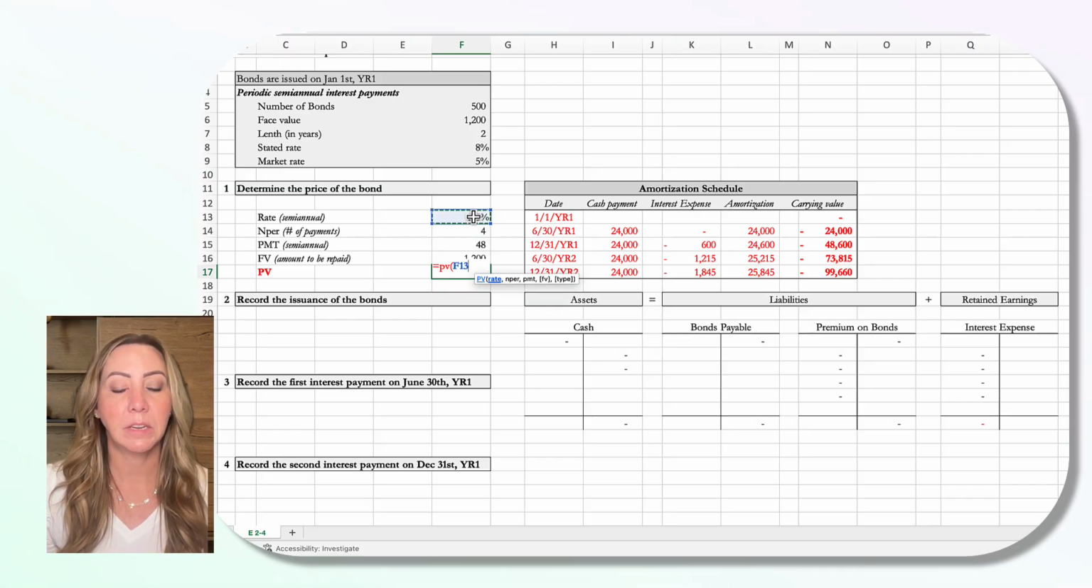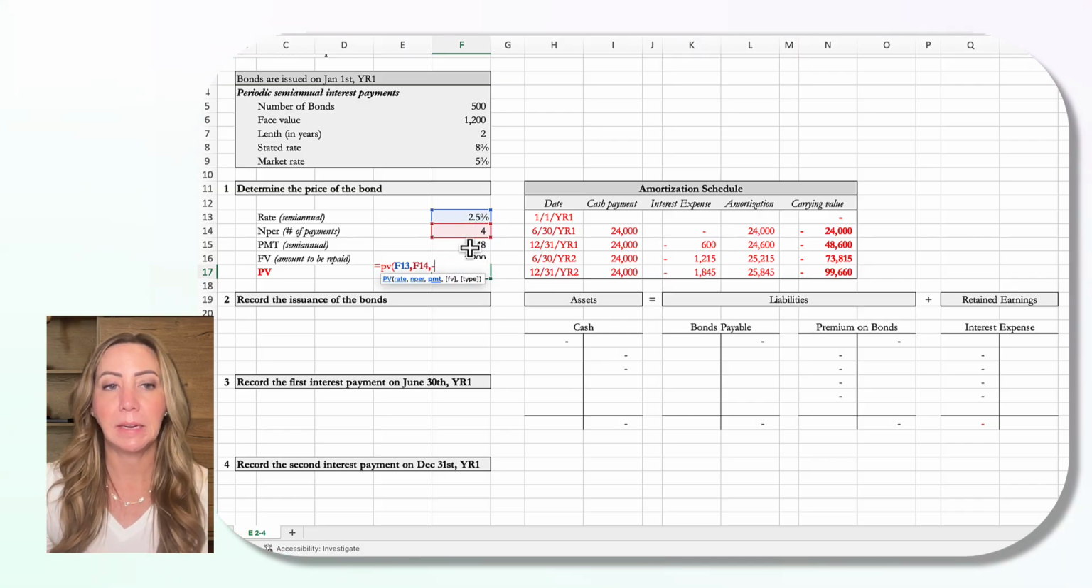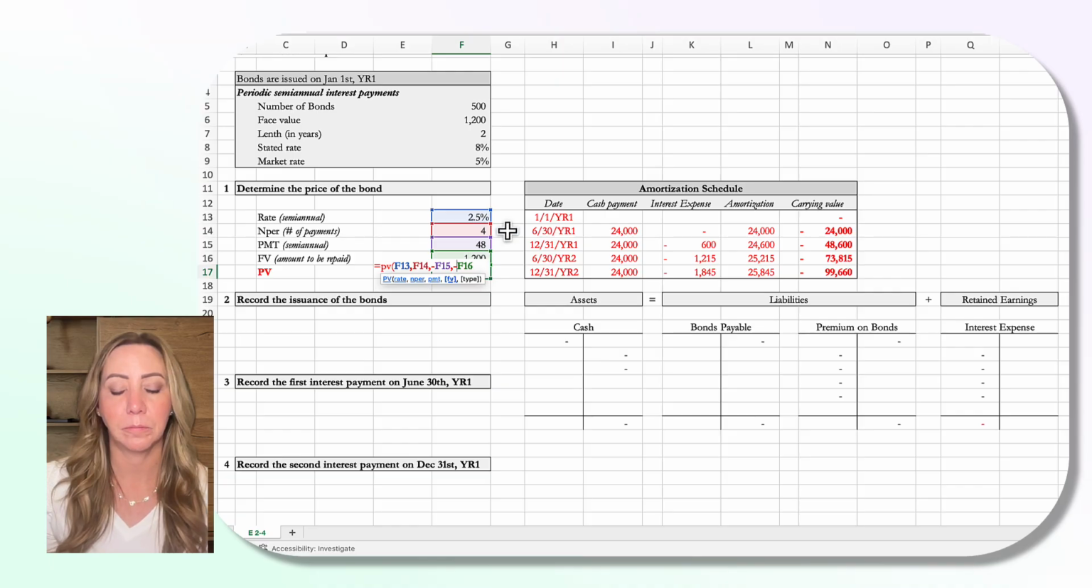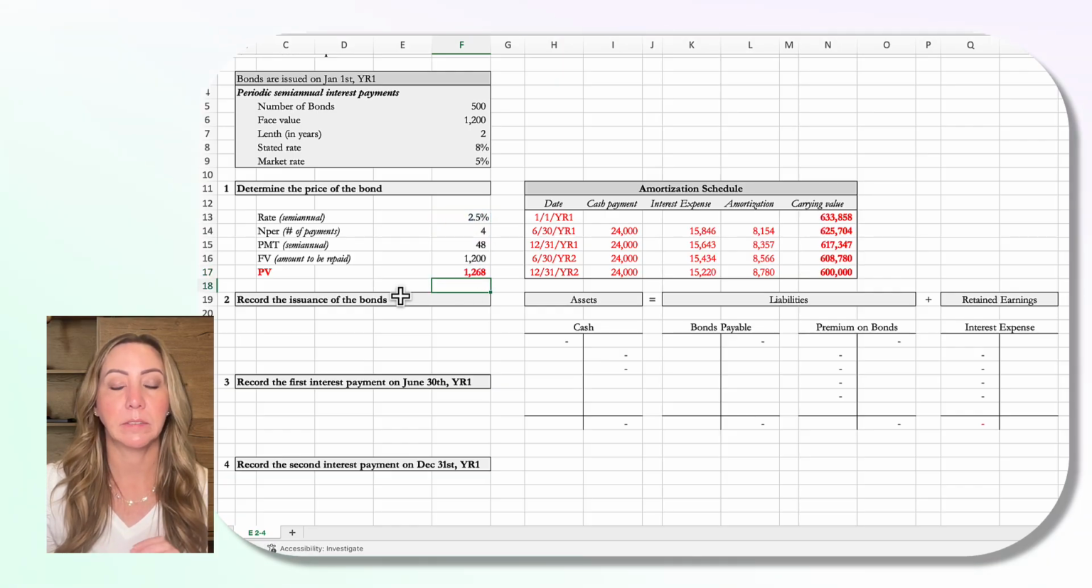So 2.5% is our rate, market rate. Then we're going to grab the number of periods, 4. Then we'll grab the payment, which I'm going to make negative because it's a cash outflow. And then we will grab the future value, which is the principal payment that we're going to pay in the future. I'll also make that negative. Close that parenthesis, and we've got our bond price of $1,268.